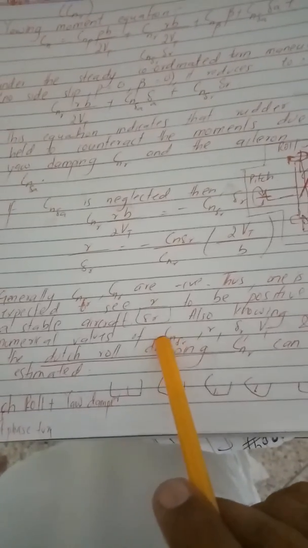So generally, Cn lambda r and Cn r are negative, and one is expected to see r to be positive for a stable aircraft. This r by lambda r is positive for the whole equation when the aircraft is stable. Also, knowing the numerical values of Cn lambda r, r, lambda r, Vt and b, the Dutch roll damping Cn r can be estimated. That is the Dutch roll damping.